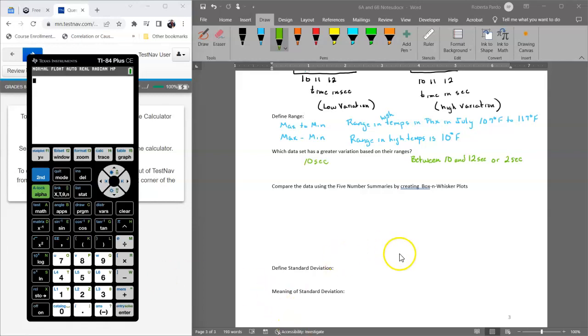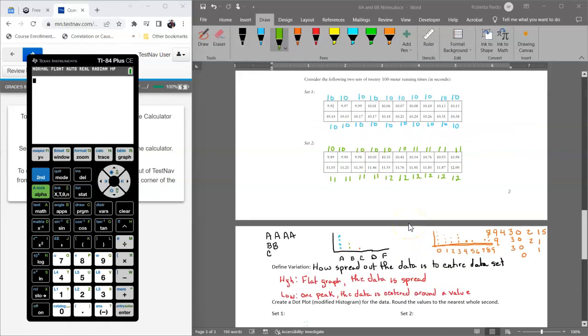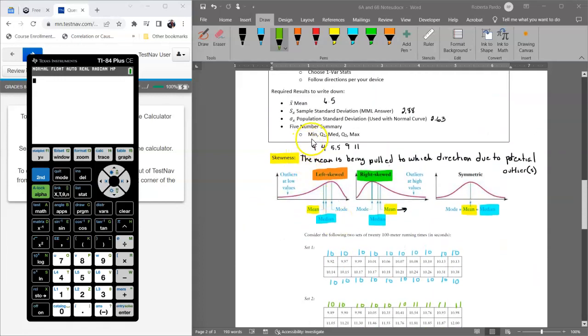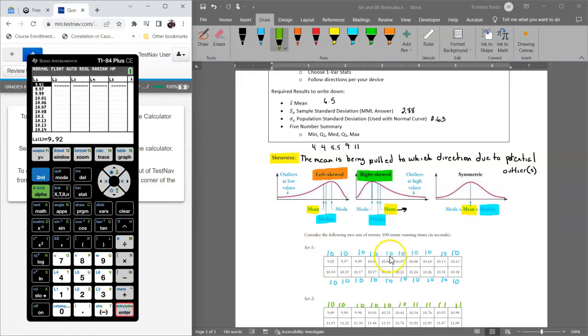Okay, now we're going to create some box and whisker plots to also look at variation, skewness, and comparing the graphs. So here's our data set again. And the 5-number summary, if you recall, is the minimum, Q1 or quartile 1, the median, quartile 3, and the maximum. So we go to Stat, Enter, or Edit.